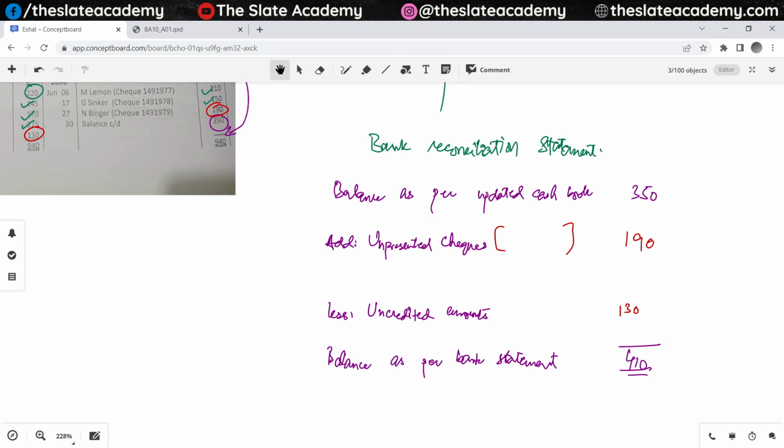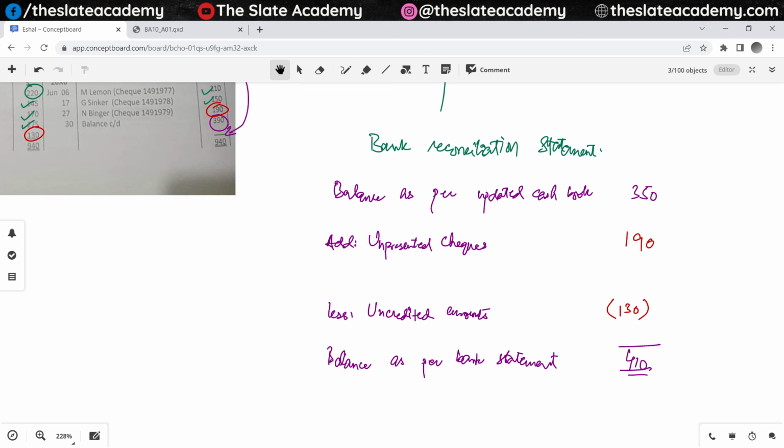130. Challenge. Let's do addition and subtraction, and let's see if it now matches. 350 plus 190 minus 130. Ta-da, 410. ठीक है जी. So it matches. So there is a timing difference between the amounts that we have recorded and the bank statement, and those can be explained using the bank reconciliation statement. This is the end of this question.